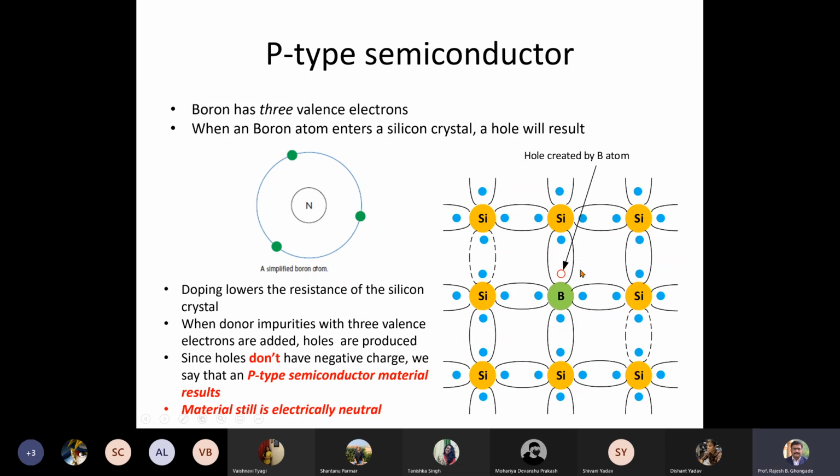Again, what is this vacancy? We have already defined that vacancy as a placeholder for an electron, and the absence of an electron we are going to call a hole. So there is a possible place for an electron, and this is created because of the introduction of this type of impurity. This is called a trivalent atom or trivalent impurity, and again the material is still electrically neutral.